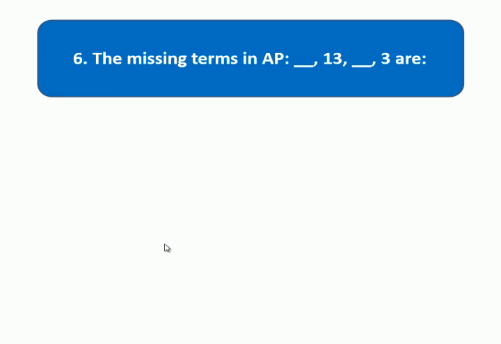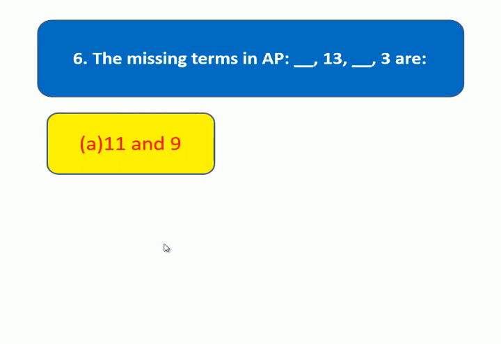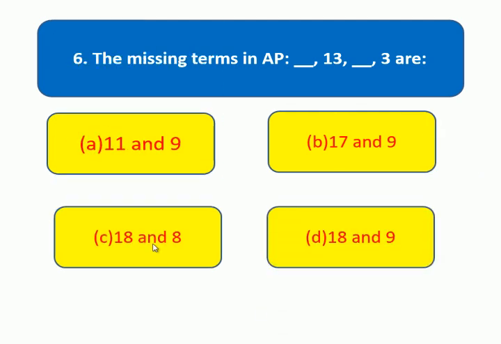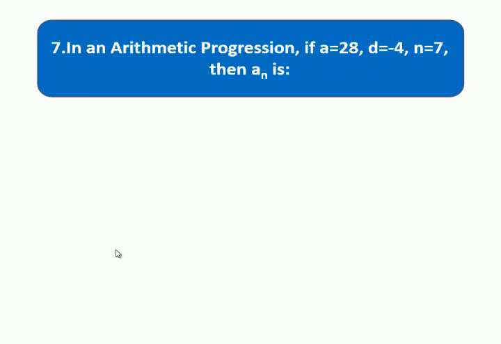The missing terms in the arithmetic progression __, 13, __, 3 are 11 and 9, or 17 and 9, 18 and 8, or 18 and 9. So you have to find the missing terms, either A, B, C or D, and write down the correct one. Okay, move on to the next question, question number 7. Here is your question number 7. In an arithmetic progression, if a is equal to 28, d is equal to minus 4, n is equal to 7, then a_n is.